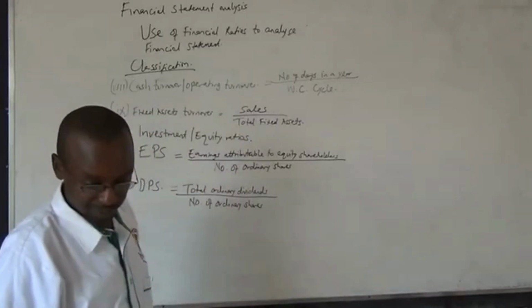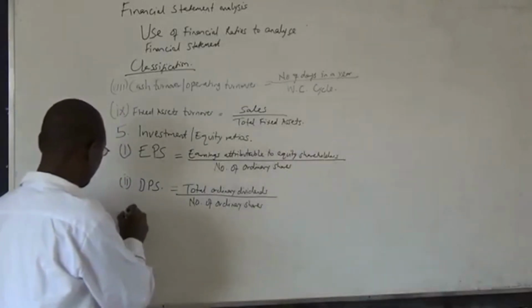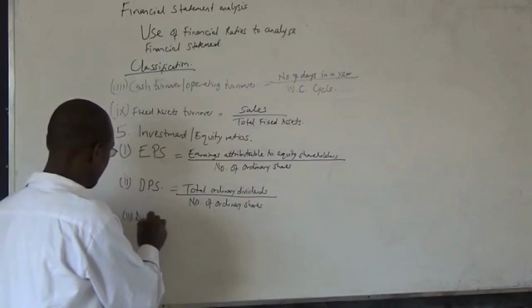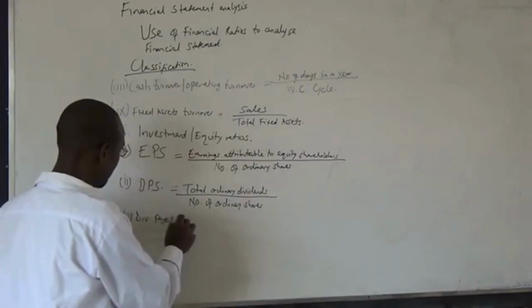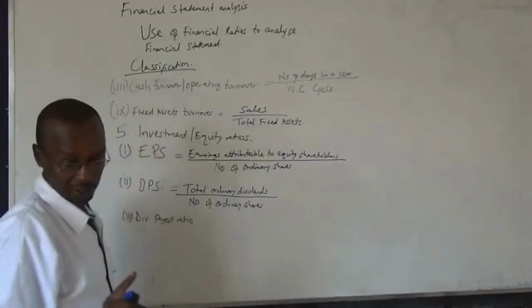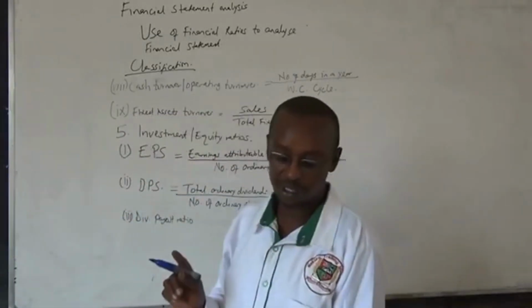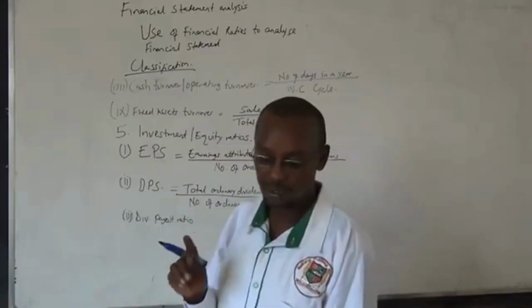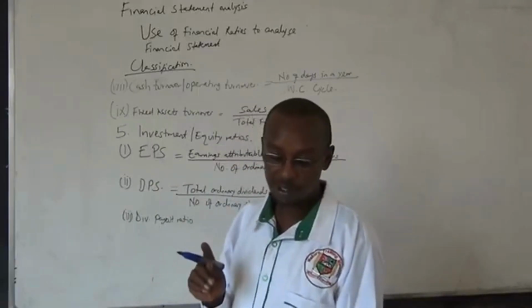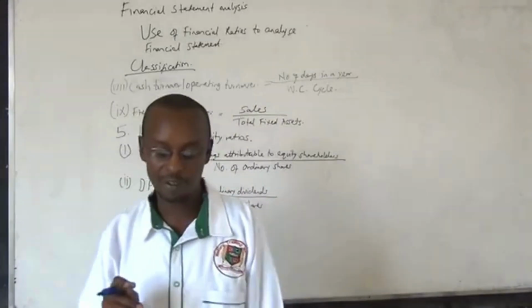Then you have dividend payout ratio. This one indicates the proportion of earnings attributable to equity shareholders that are paid out to common shareholders as dividends. So it is used in analysis of dividend policy of the firm.